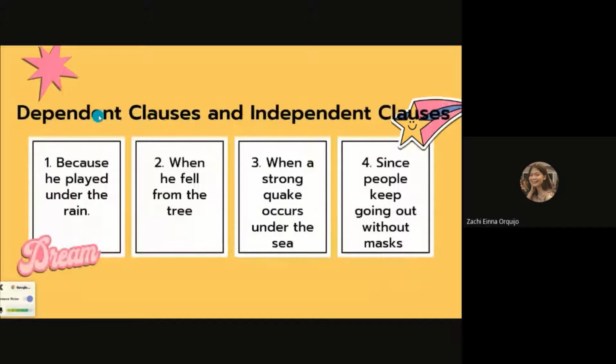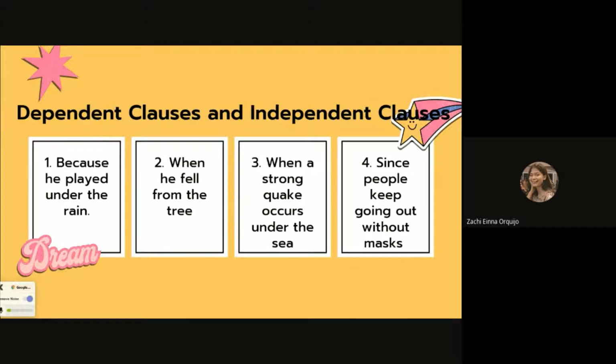So, let's discuss dependent clauses and independent clauses. So, ano nga po bang pinagkaiba nila? What's the difference between dependent clause and independent clauses? So, yung mga example ng dependent clauses ay, because he played under the rain, when he fell from the tree, when a strong quake occurs under the sea, and since people keep going out without mask. Ano pag sinabi nating dependent clause? Ibig sabihin nito, hindi nila kayang mag-isa.